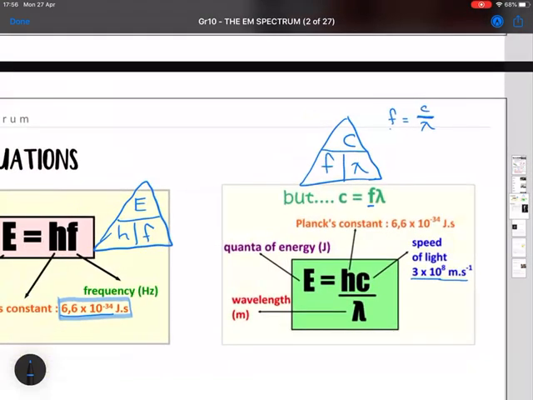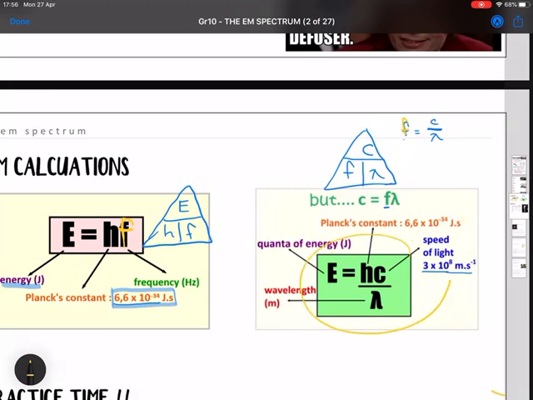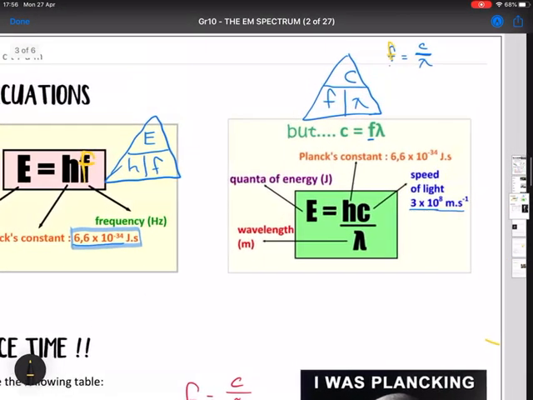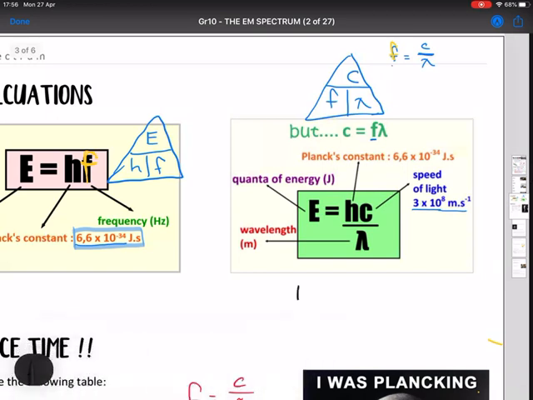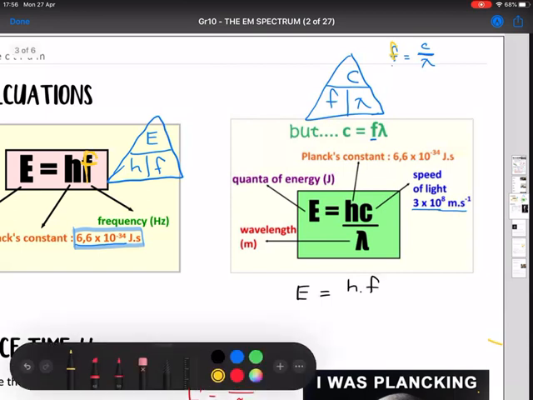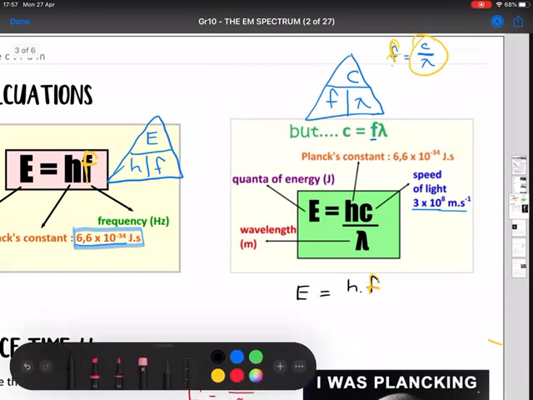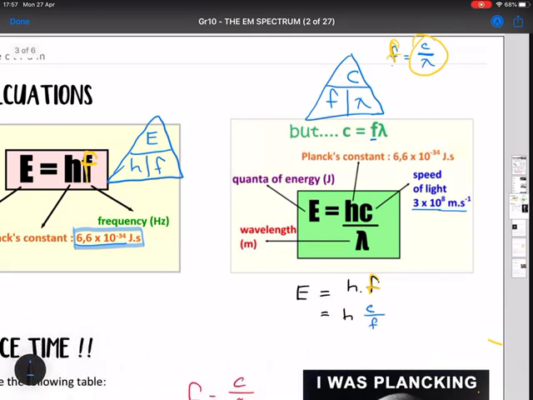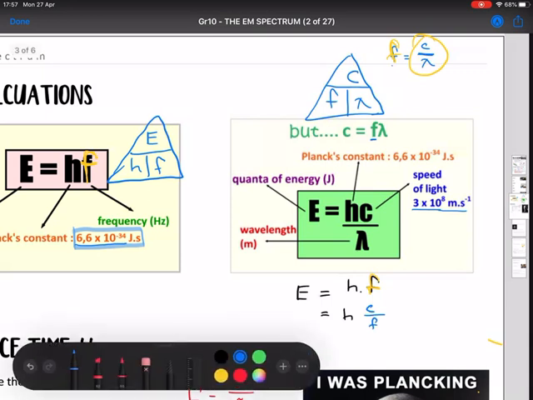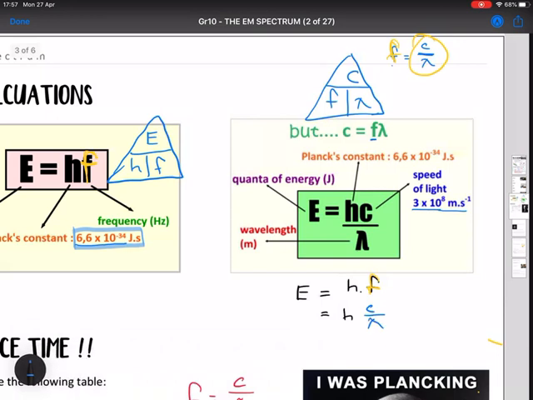Okay, and now if I've got frequency from this formula, if I take that frequency and I combine those formulas together, I'm actually going to get that one. So I'll do the derivation for you over here. E is equal to h times f, but now instead of having frequency, I'm going to replace frequency with speed of light divided by wavelength. So it's equal to h times c over lambda, speed of light divided by the wavelength.